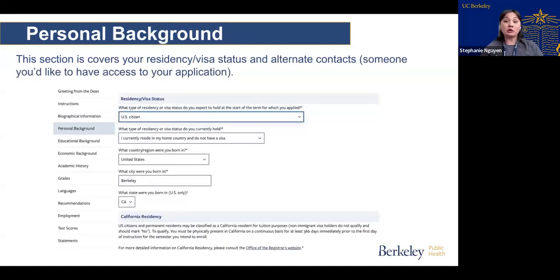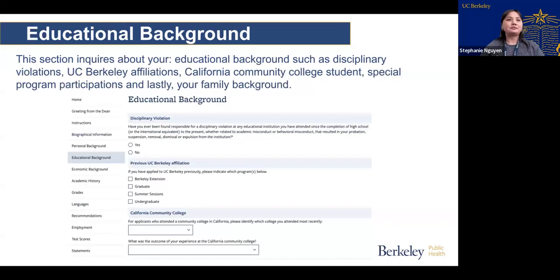Moving forward to the personal background, this page here is going to ask you a little bit more about your residency, your visa status, and you want to complete this as best as you can. I know that sometimes this can be tricky, but you can always reach out to us if you have any questions about that. But there will be questions around which country or region were you born in, what city were you born in, things like that. So again, this is to the best of your ability. And there will be some questions that also ask about your residence here.